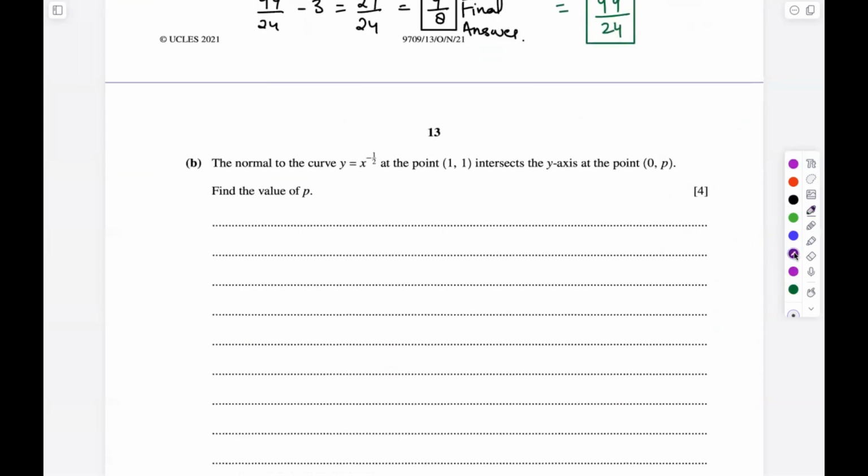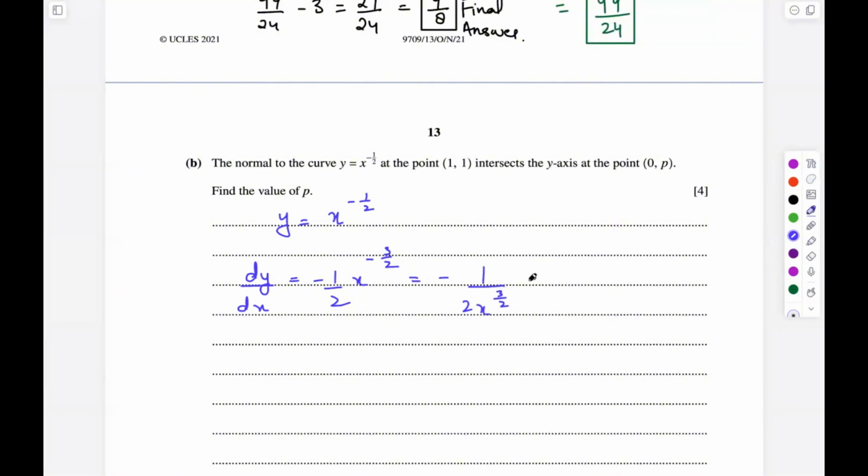In part B, it says that the normal to the curve y equals x to the power minus half at the point 1, 1 intersects the y-axis at the point 0, p. We have to find the value of p. To find this, we first need to find the equation of the normal. We'll first find dy/dx, which will give us the gradient of the tangent. So dy/dx will be equal to minus 1 upon 2x to the power 3 upon 2.